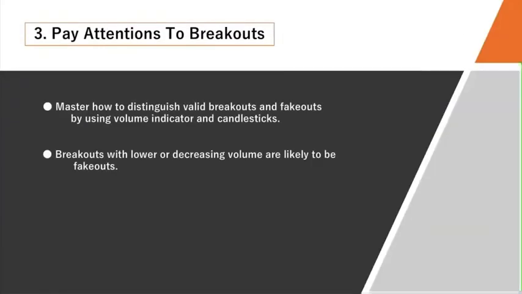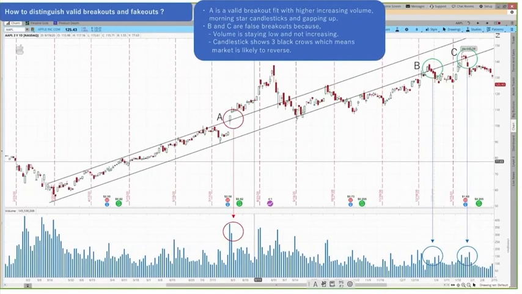Number 3, pay attention to breakouts. 2 points here. First one, to master how to distinguish valid breakouts and fakeouts by using volume indicator and candlesticks. And the second point is breakouts with lower or decreasing volume are likely to be fakeouts. Okay, so this is a chart showing how to distinguish valid breakouts and fakeouts. So I'm usually using volume and candlesticks to verify if they are valid breakouts or fakeouts.